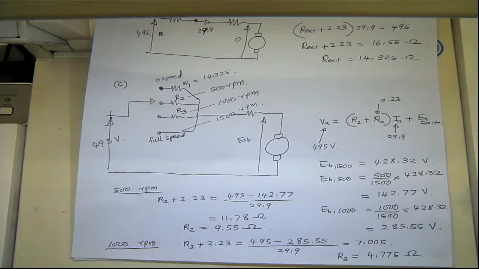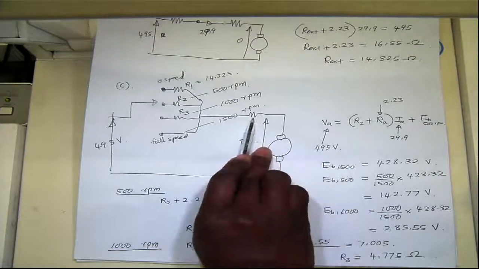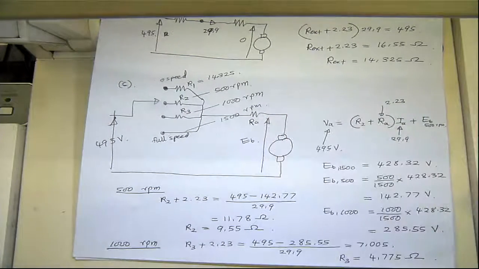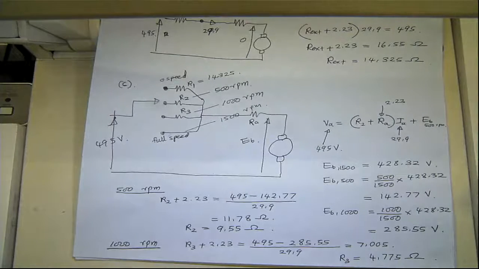The last one, R4, would be short circuited before reaching full speed. The EB at 1500 is 428 volts. If you were to do the calculation, it wouldn't actually be zero. Is that right? Yeah, it wouldn't be exactly zero. You have the armature resistance RA here as well, so it will have that armature resistance at that point. Yeah, okay.